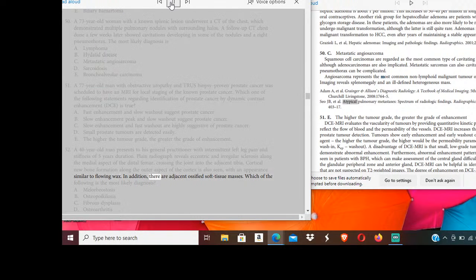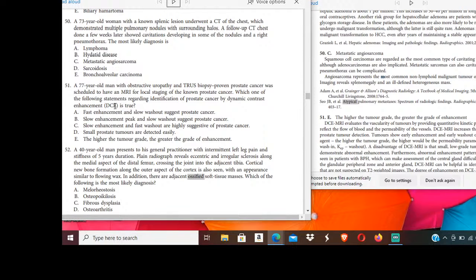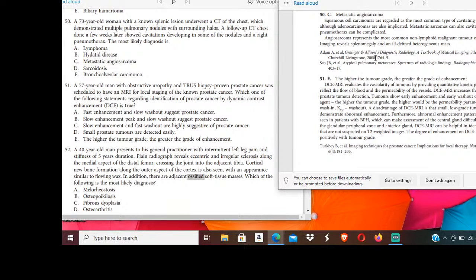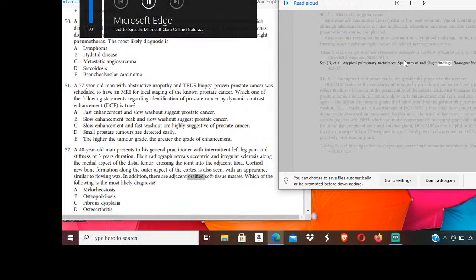Wax. In addition, there are adjacent atypical pulmonary metastases, spectrum of radiologic findings.